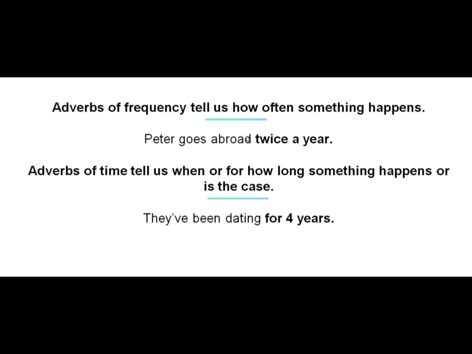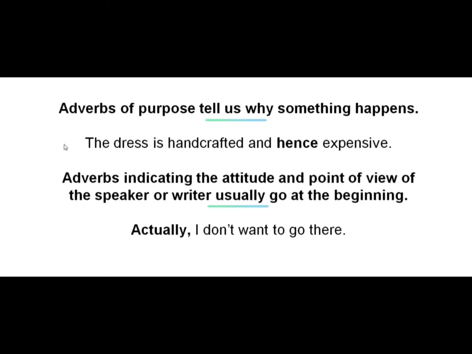Adverbs of frequency tell us how often something happens. Have a look at the example over here. Peter goes abroad twice a year. The adverb of frequency, twice a year, tells us how often Peter goes abroad. And adverbs of time tell us when or for how long something happens or is the case. Have a look at the example over here. They've been dating for 4 years.